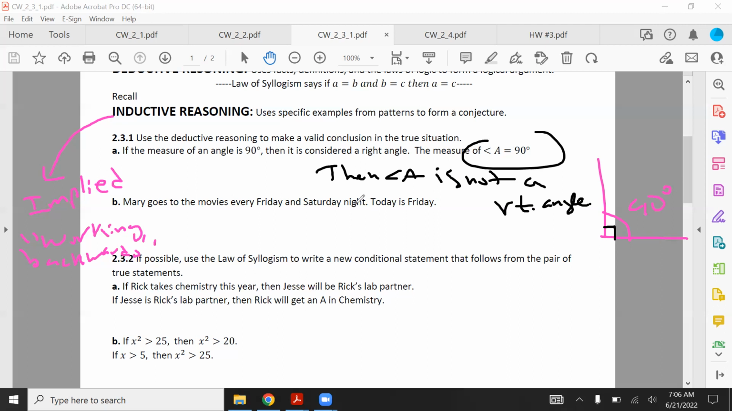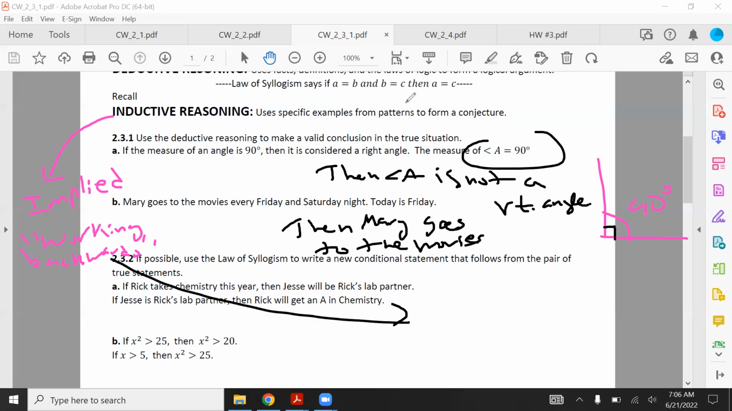Mary goes to the movies every Friday and Saturday night. Today's Friday. Then Mary goes to the movies. So what you're doing, when I say working backwards, let me rephrase that, is that you're given a conclusion.